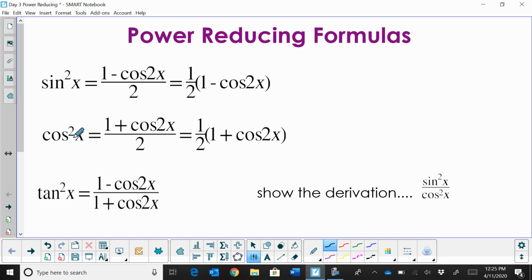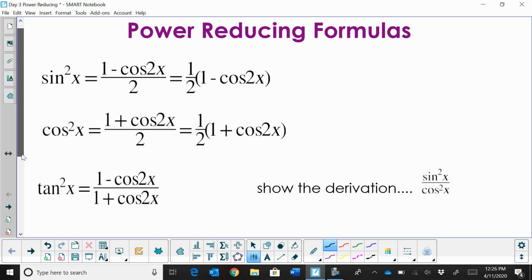So cosine squared of x, to reduce it, that's going to be 1 plus cosine of 2x, again a double angle, all over 2. The only difference between these two equations is the sign, S-I-G-N, in front of cosine. So we have a negative in the sine formula and a positive in the cosine formula. And again, you can factor out the 1/2.